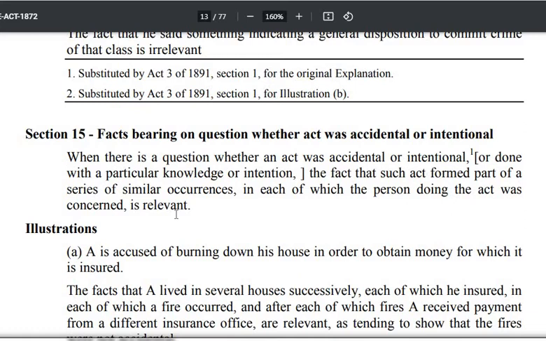Here what they are saying is, if an act was committed and the accused is claiming that it was accidentally done, I do not have the intention, I do not have the particular intention or knowledge, then in that case they are saying that if there is a series of similar occurrences, similar incidents, and the accused was part of the transaction, then it is relevant to prove that he had the intention.